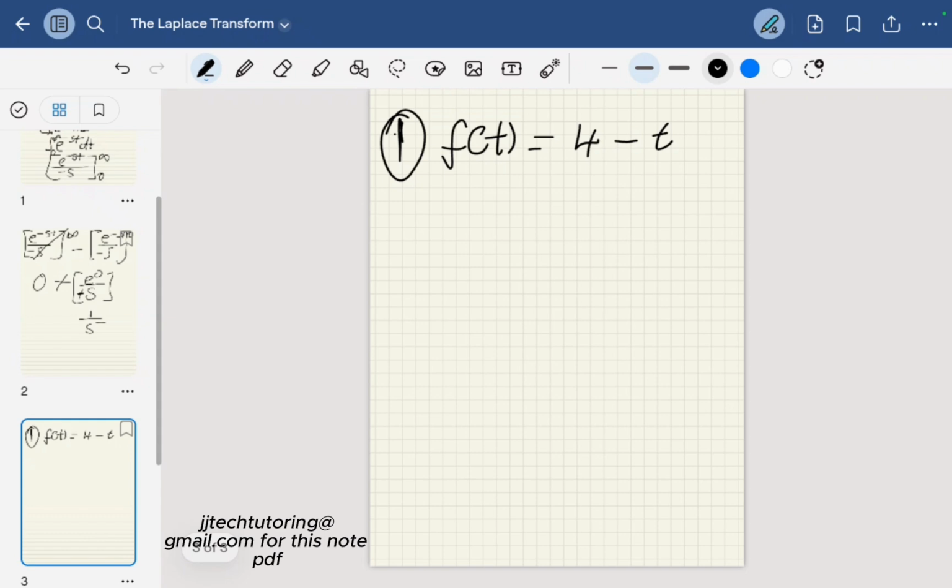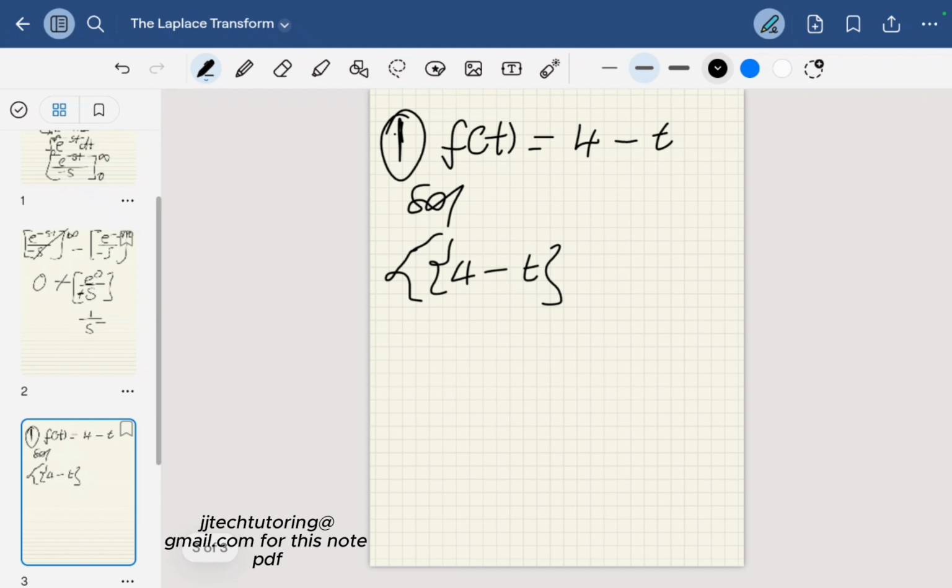Now, the solution. Find the Laplace transform of 4 minus t. These things we can basically do individually. We can find the Laplace transform of 4 and then find the Laplace transform of t. Clear?